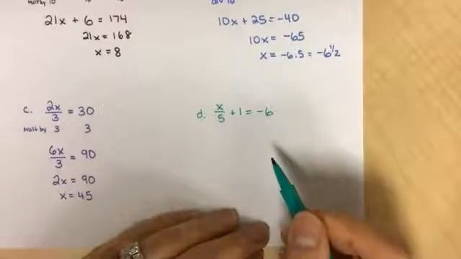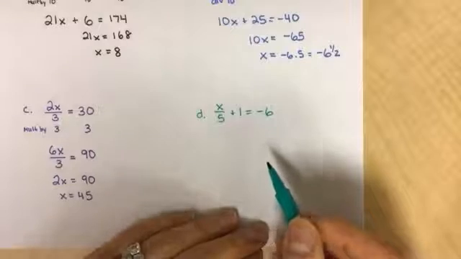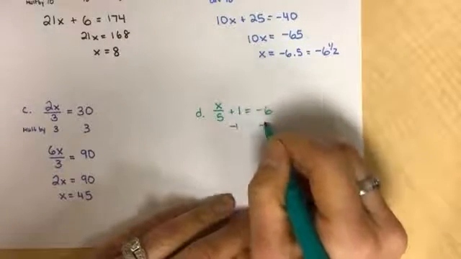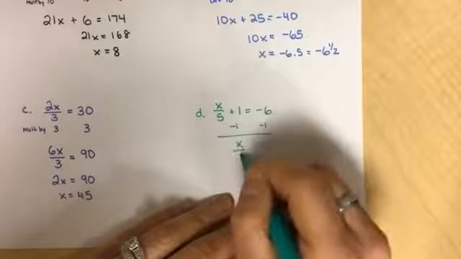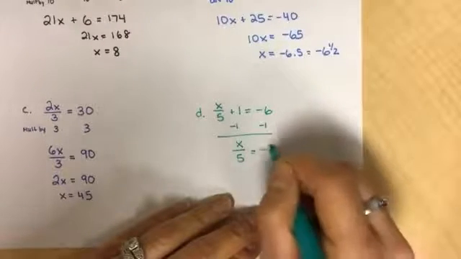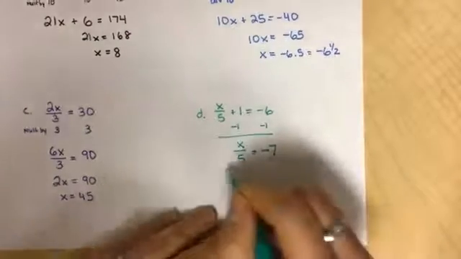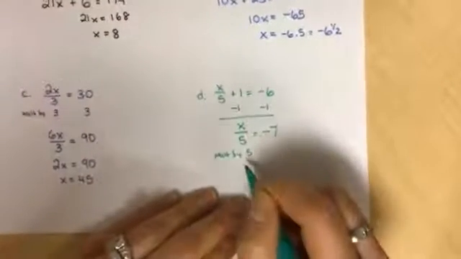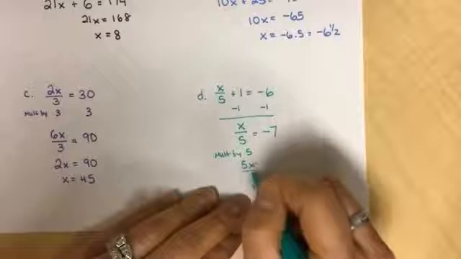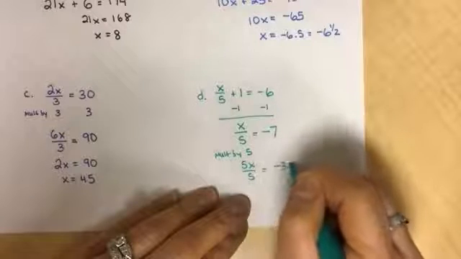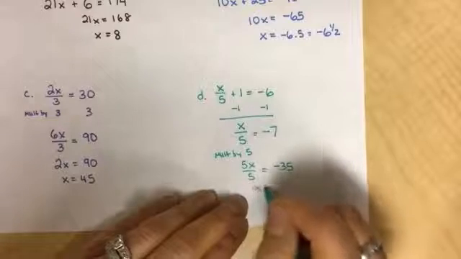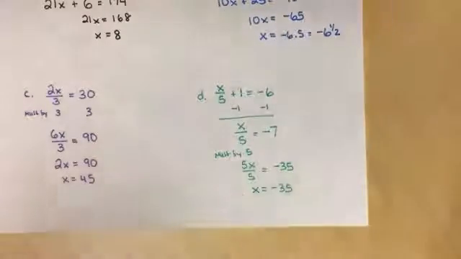Let's look at the same thing over here. So I have x over 5 plus 1 equals negative 6. I think the first thing I'm going to do is subtract that 1, because everything is integers there. Since I have a denominator of 5, I'm going to multiply by 5. So that would give me 5x over 5 equals negative 35. 5x over 5 is just x. And I get x is negative 35.